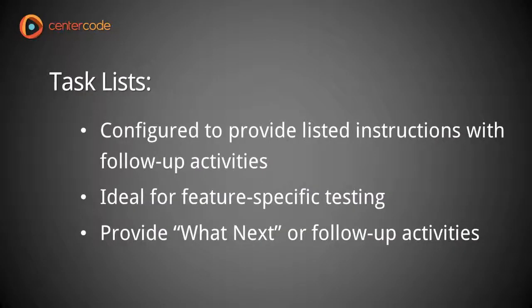So regarding task lists, they're configured to provide listed instructions with follow-up activities. As such, you can create a task list containing tasks with different statuses, being in process, complete, cannot complete, and each one of those statuses has an opportunity for next steps. They're ideal for feature-specific testing, allowing you to be very specific and pointed with process or what particular items you want your testers to be focusing on.